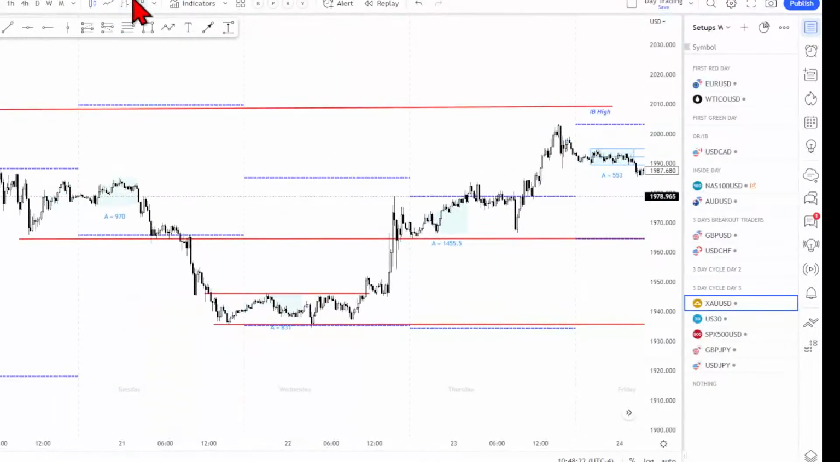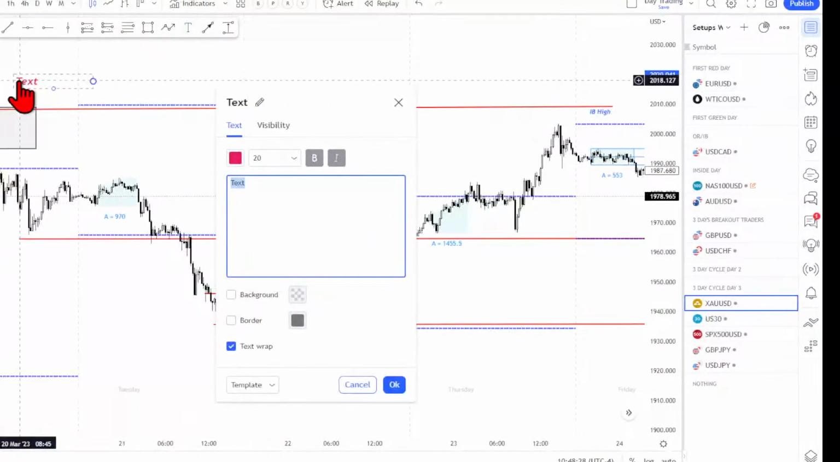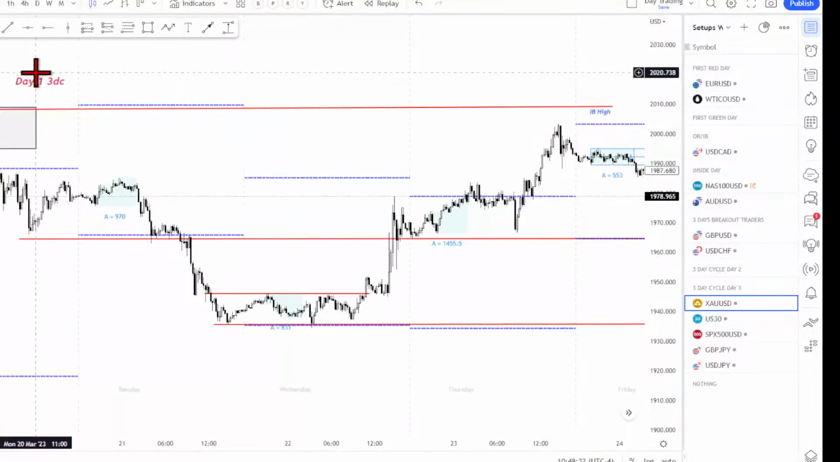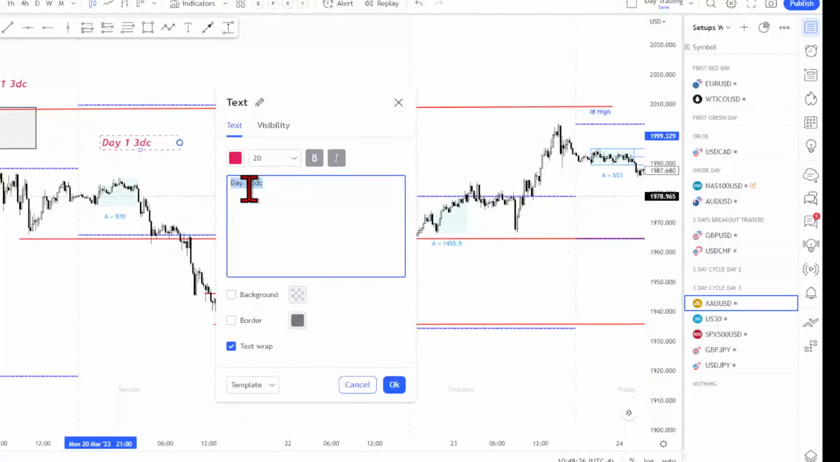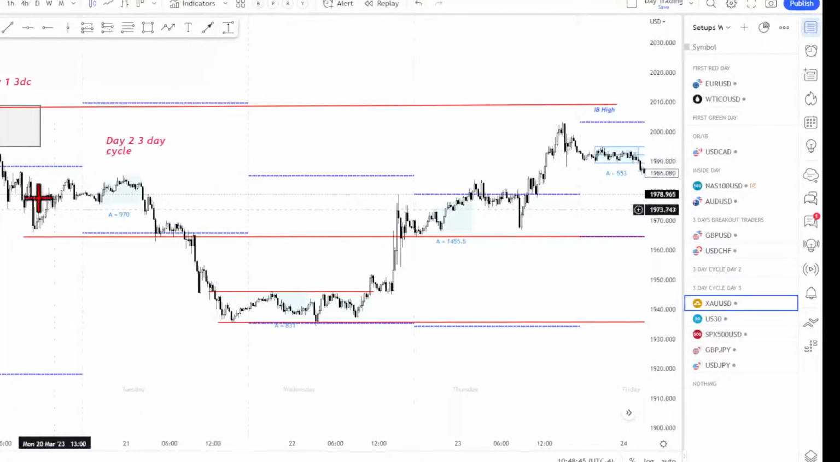Let's look at the 3-day cycle. Trap volume, high of the week. Day 1, 3-day cycle. 3DC stands for 3-day cycle, for those of you who do not know. Day 2, in the direction of the peak formation. So we have a short bias at this point, and I believe this was a first red day as well. Yes, first red day on this day 1 on a Monday.